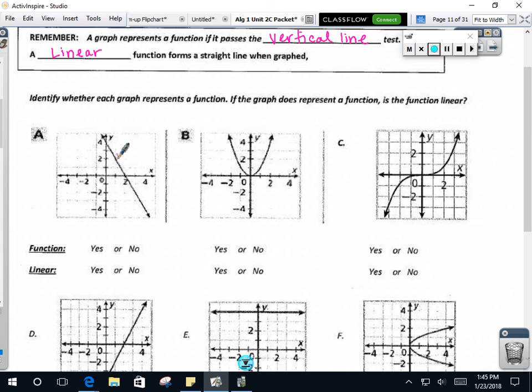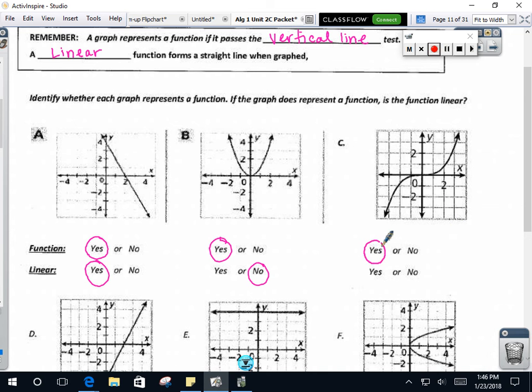Okay, A, is it a function? Yes, that would definitely pass the vertical line test. Is it linear? Yes, that's a straight line. It has a negative slope because it's going down and a y-intercept of 4. Okay, B, is it a function? Yes. A function just means it passes the vertical line test. Is it linear? No, that's called a parabola. It's a quadratic function.